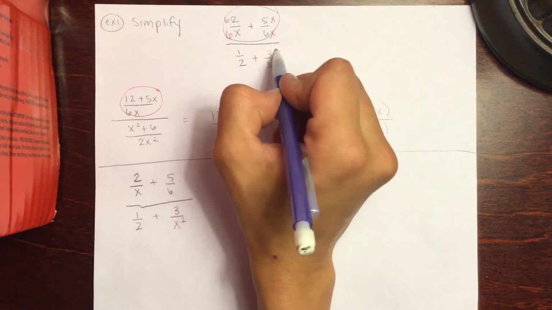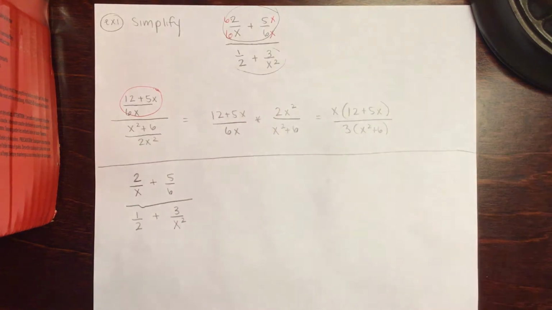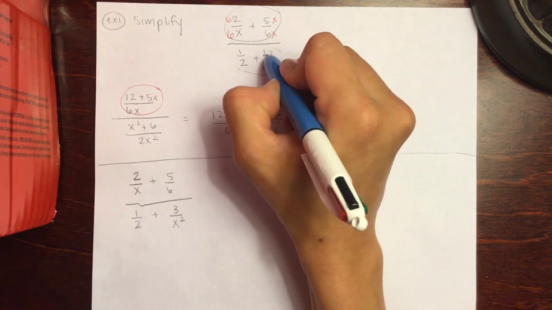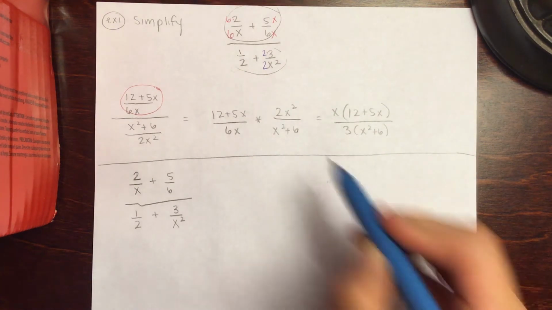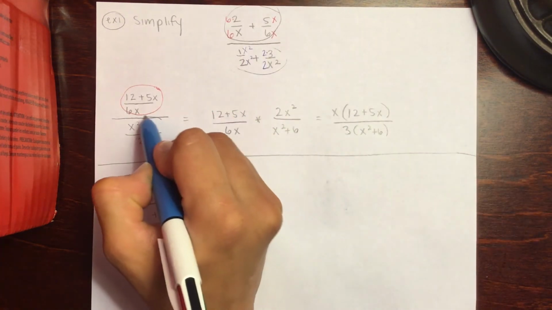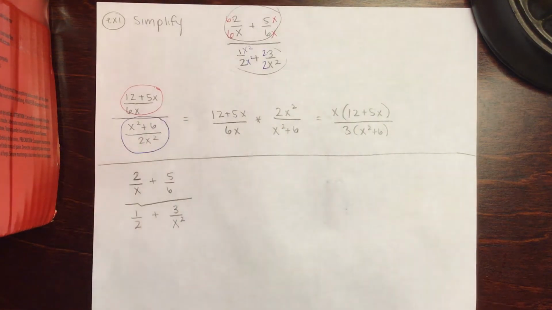Let's find a common denominator in the bottom. I need a 2 here. Whatever I multiply in the bottom, I have to also multiply in the top. And I need an x squared here. Also means I need to put it in the top. That means I can rewrite it like this.